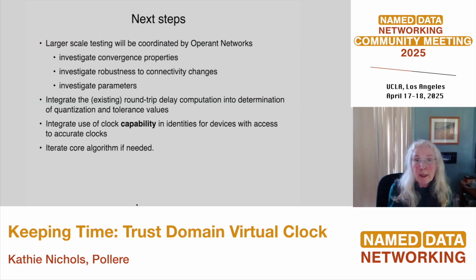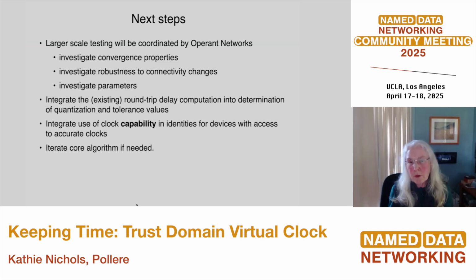So the next steps are larger scale testing, which will be coordinated by operant networks. We might do a little bit of testing with multiple machines before that. It just depends on what else is going on. And the really important things for us to look at is these convergence properties. Do they work well as we scale up our networks and do weirder things with the connectivity? And does it stay robust?